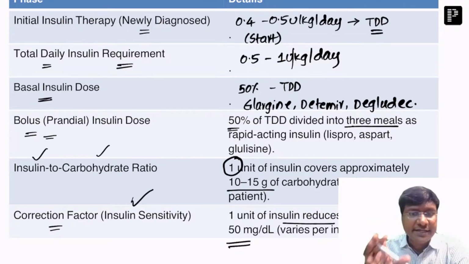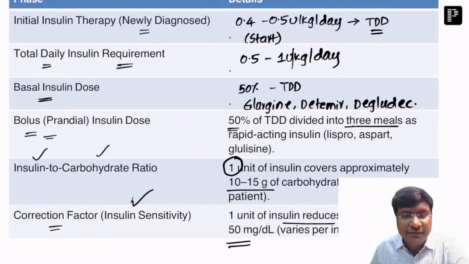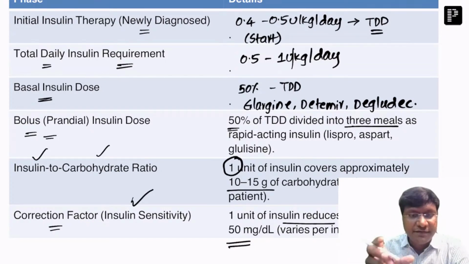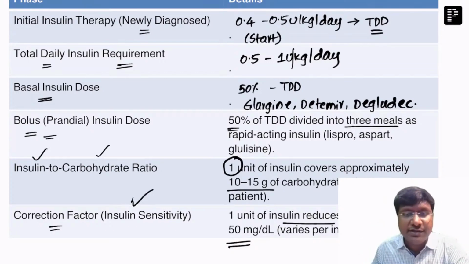And that 50% basal, you give with either glargine, detemir, or degludec. And the 50% bolus insulin should be divided over 3 meals as the rapid-acting insulin, that is regular, lispro, aspart, as well as glulisine. So this is about how you need to deliver insulin in a newly detected type 1 diabetes mellitus. Okay, so this is about the type 1 diabetes management.